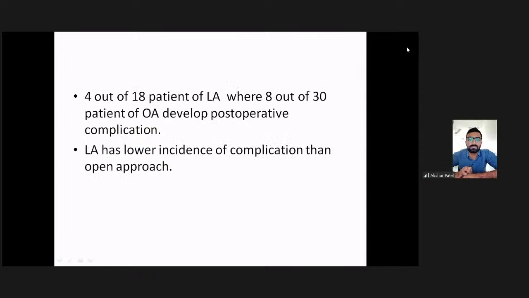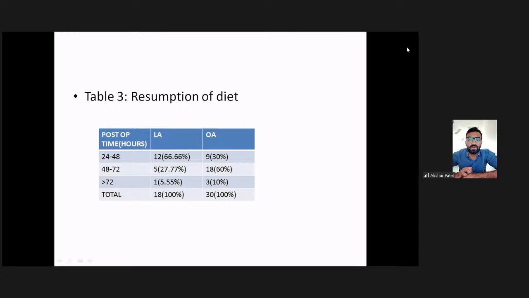Next slide. 4 out of 18 patients of laparoscopic appendicectomy, whereas 8 out of 30 patients after open procedure developed post-operative complication. Wound infection was commonest among them. Laparoscopy has a lower incidence of complication than open procedure. Next slide. Resumption of diet. Next slide.